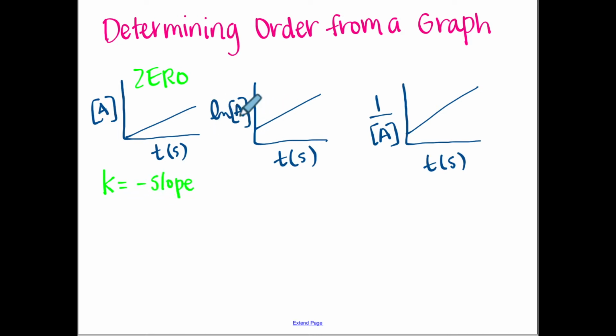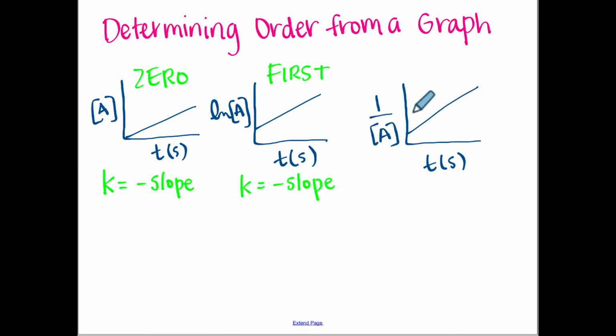If you graph the natural log of the concentration of a reactant versus time and you get a straight line, that tells you that this reactant is first order and that the rate constant is equal to the negative slope.